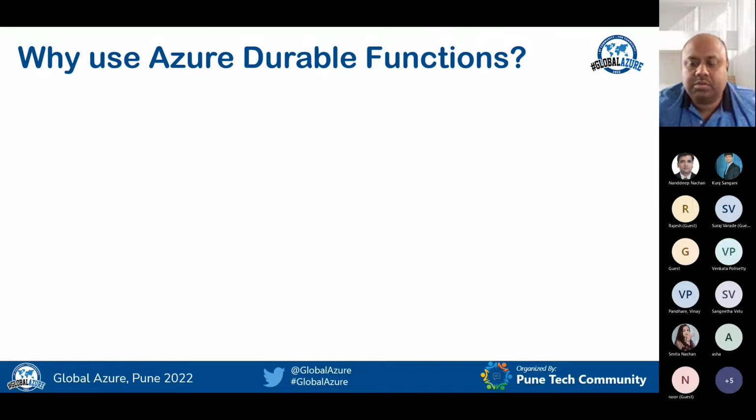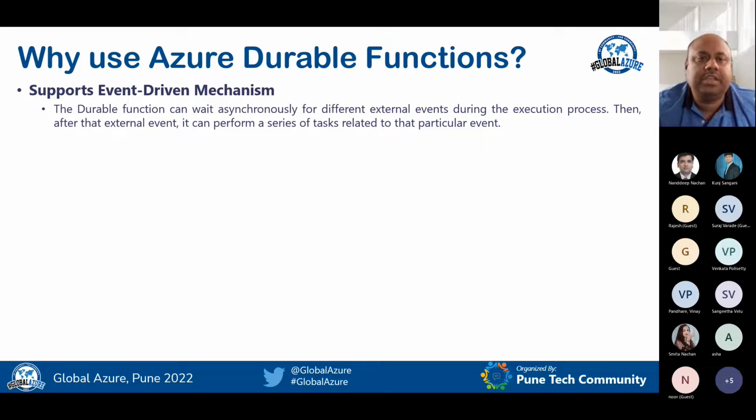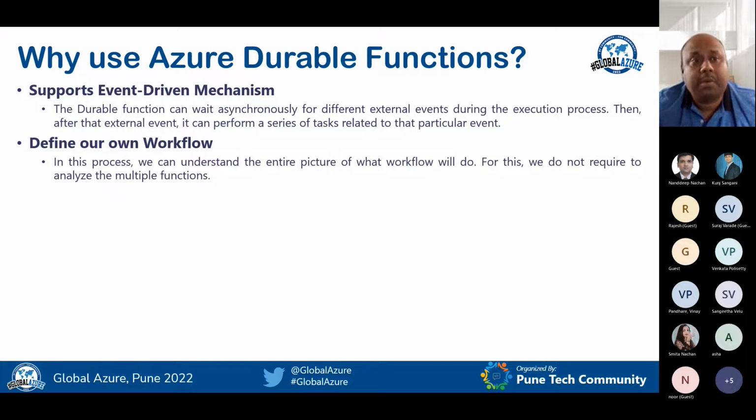So obviously a question will appear: why do we need to use Azure Durable Functions? In case of Azure Functions, it basically provides the event-driven mechanism. Durable Functions can wait asynchronously for different external events during the execution process, and then after the external event completes, it can perform the next task or a series of tasks related to that particular event. So it does not need any manual intervention for this process. We can define our own workflow. As per the definition of the workflow, it will work.